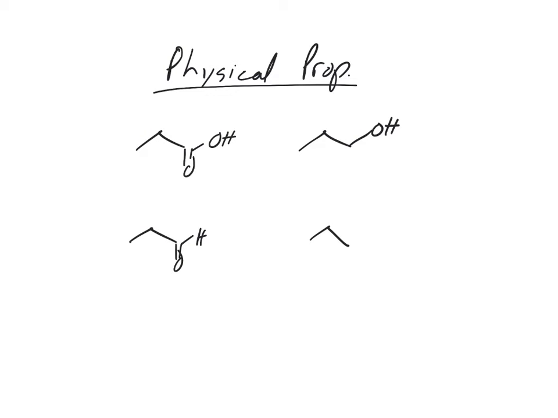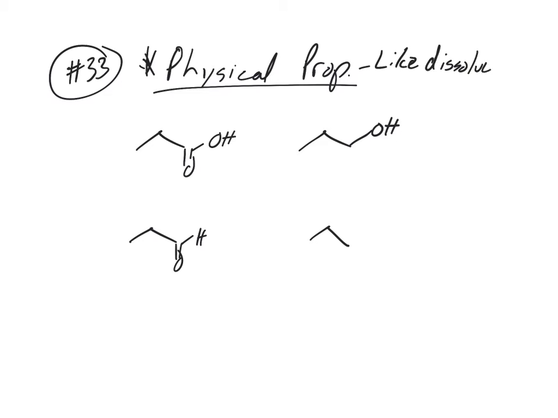So basically, let's talk a little bit about physical properties. This is a Sapling question, number 33. But it's also really important to think about the idea of "like dissolves like." In this case, we're going to talk about boiling points, but you could also think about what dissolves in what, and things of that nature. Like dissolves like, meaning similar numbers of carbons, right?